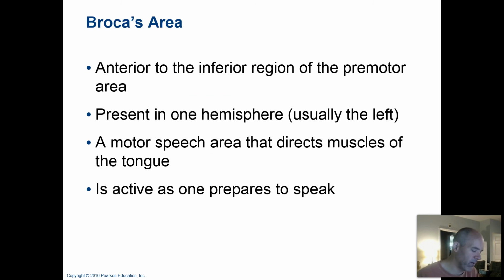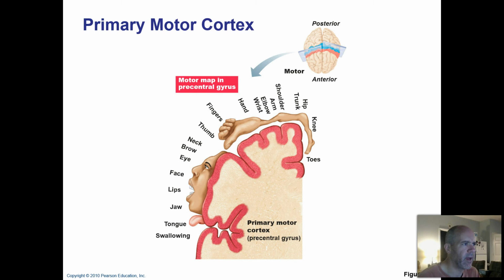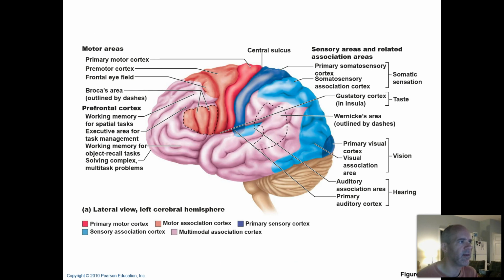All right, then there's another area that's involved in motor control, and it's called Broca's area. And let me back up over here to this diagram. Right in here, this area that's highlighted with that dashed line, and we're just ahead of our primary motor cortex over here. That's called Broca's area.